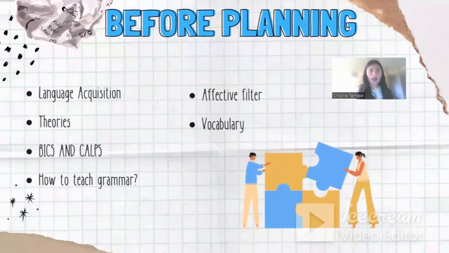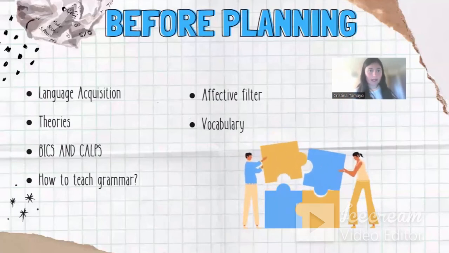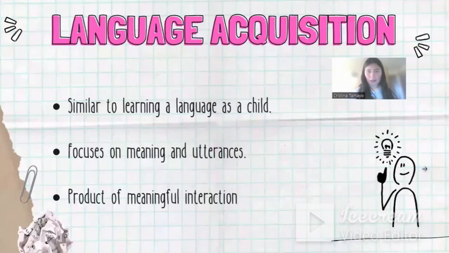So let's start. Here we must take into account that we need to follow some steps before planning. First of all, we have language acquisition. Here, students are going to acquire the language similar to how we acquire our first language as a child. I mean that we acquire our first language by drills, by repeating things, by doing something. The teacher's instructions need to focus on meaning rather than form and also utterance. And communication is a product of meaningful interaction.